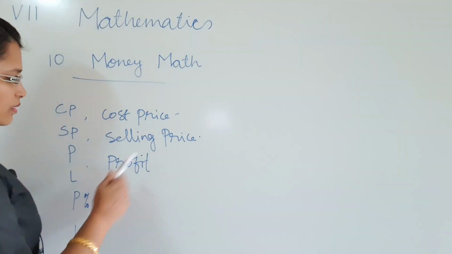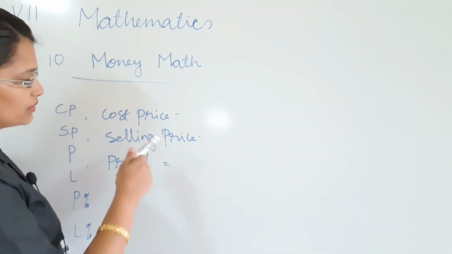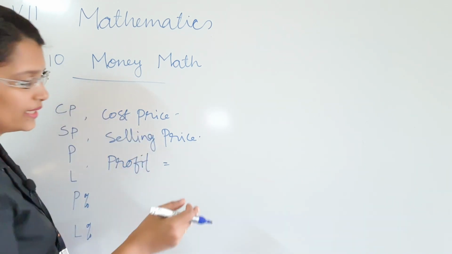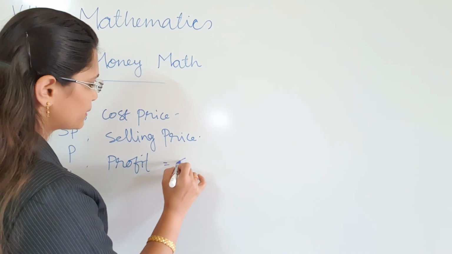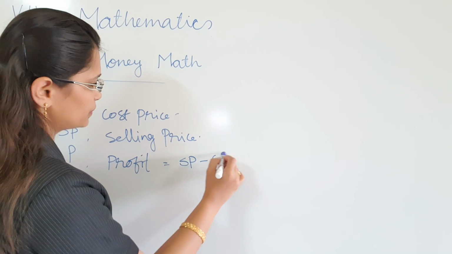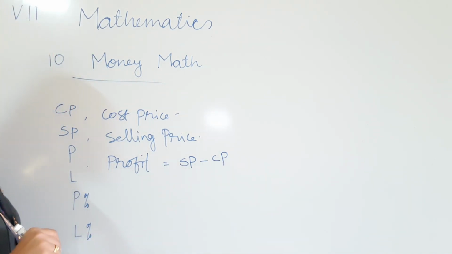So what is the formula for profit? Selling price minus cost price, that is 15 rupees minus 10 rupees in this case. So profit is equal to selling price minus cost price.